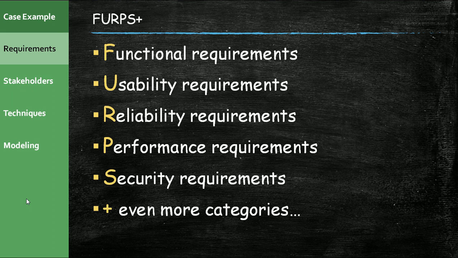So what are all those other requirements? Well, usability is how easy it is to use the system. Reliability is the availability of the system. In other words, the system is available to use. Performance is how well the system works, or how fast the system is, or how well it scales to hold all the data that it has to hold. And security is the idea of confidentiality and integrity of the data in the system. And then you can add on some additional categories that might be important for your organization.